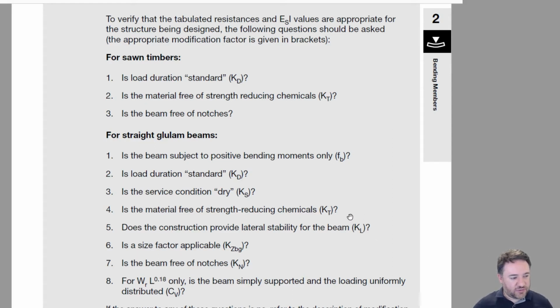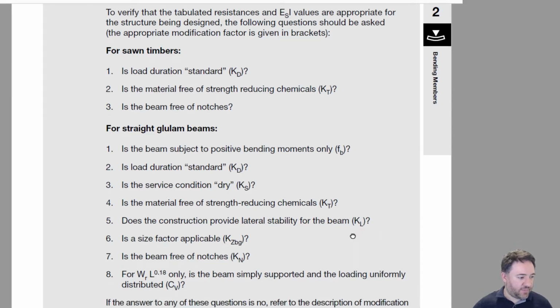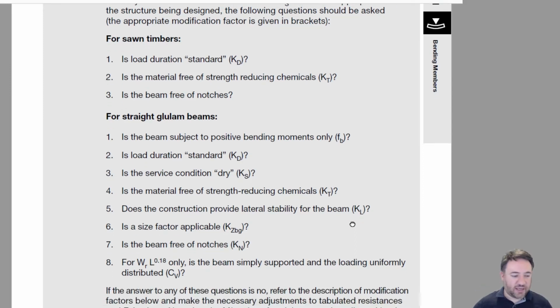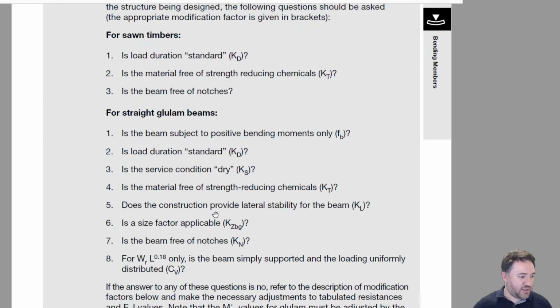And if it turns out that it's no, one of my options if I was doing an actual design would be to change the purlin spacing in order to make this correct. Or if not, I could just pick a larger beam if I need to. So we're going to assume that this is the case for now, but we're going to make sure to circle back and make sure that it's the case after we pick a section. Is size factor applicable? Yes. Is the beam free of notches? Yes, that's true. So we don't have any notches in this beam.